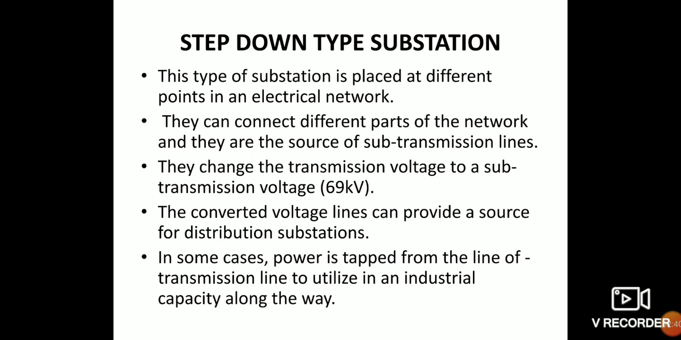Then step-down type of substations. This type of substation is located at different points in an electrical network. They connect different parts of the network, which act as a source of sub-transmission lines. The transmission voltages from the generating station will act as a source of sub-transmission lines. These sub-transmission voltages will act as a source for distributing substations. In some cases, the power is taken from the transmission line for industrial use.